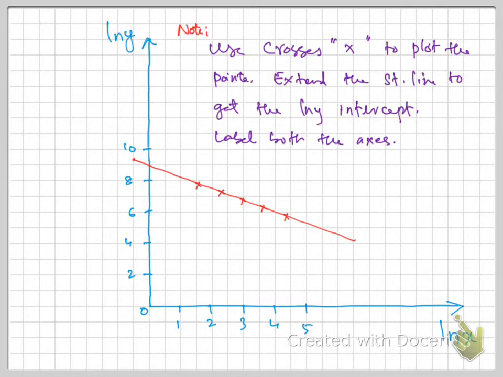Always use crosses to plot the graph of straight line. Extend the straight line to get the ln y intercept. Make sure you always extend the straight line to get this intercept. Label both the axes correctly, ln y, ln x.